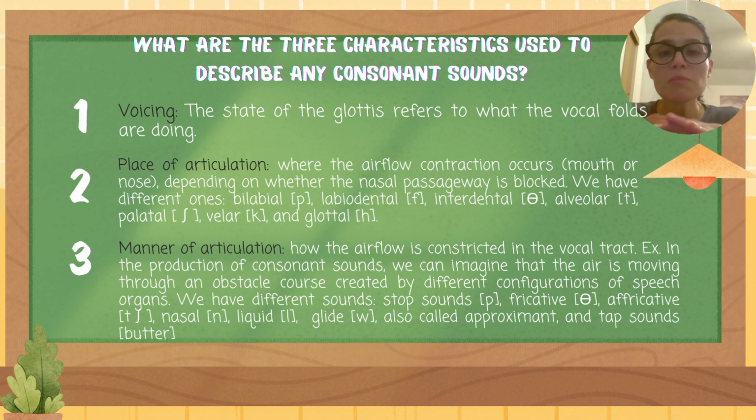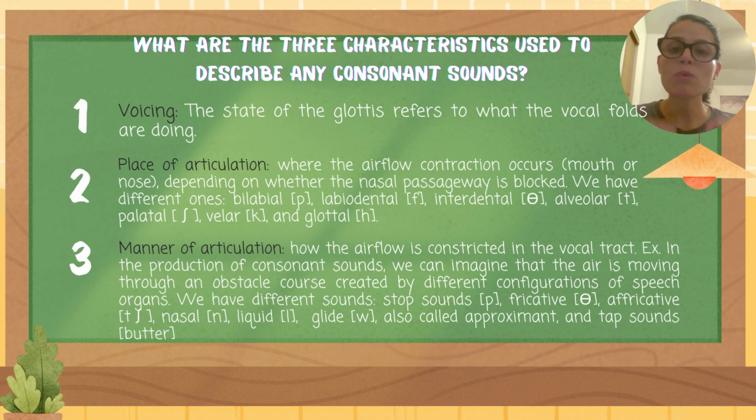So these are the main three characteristics used to describe any consonant sounds. As you see, it was even difficult for me to really pronounce all the different places of articulation or the manner of articulation depending on the sound. But in the next slides, we're going to use different examples to go a little bit deeper into either the place of articulation or the manner of articulation.